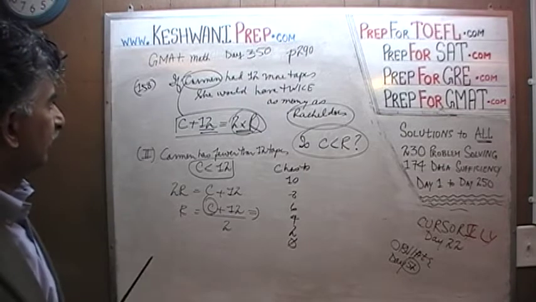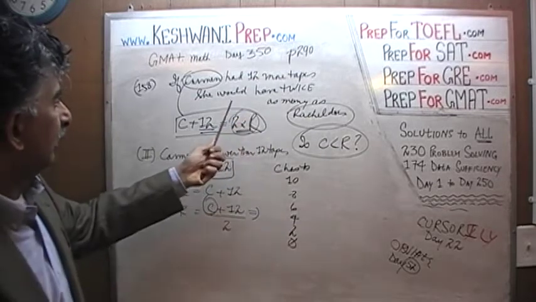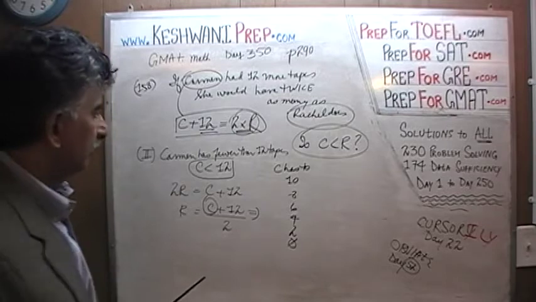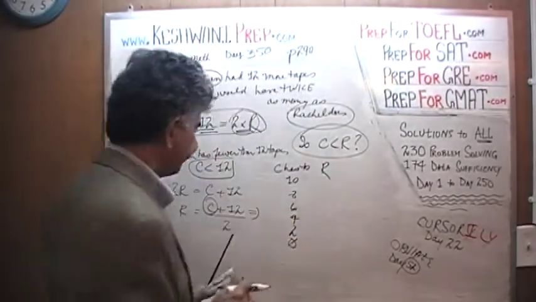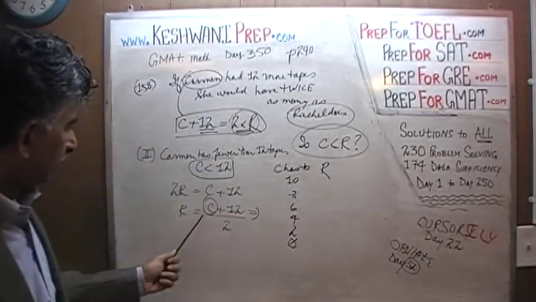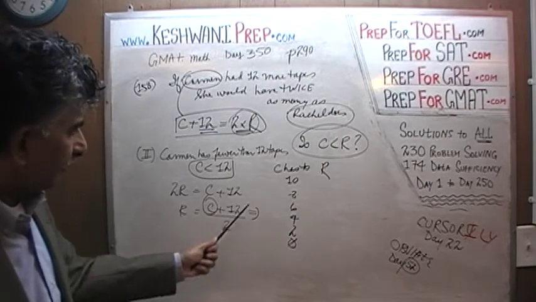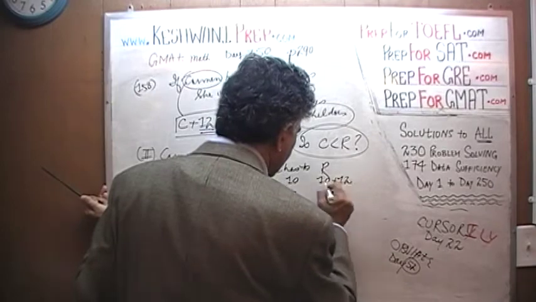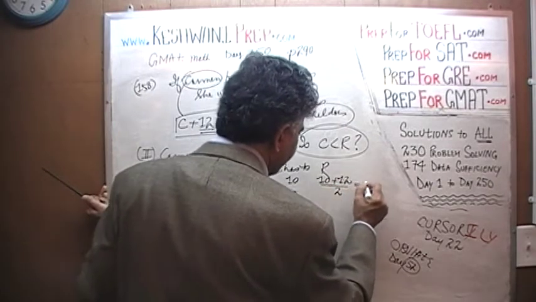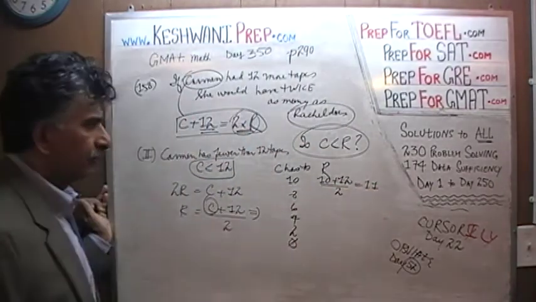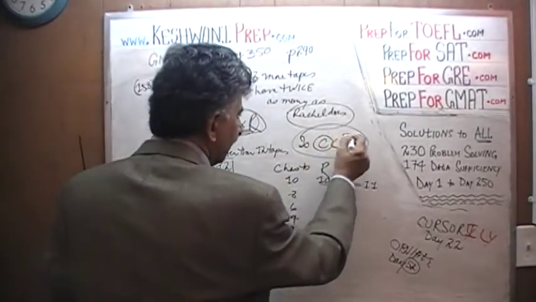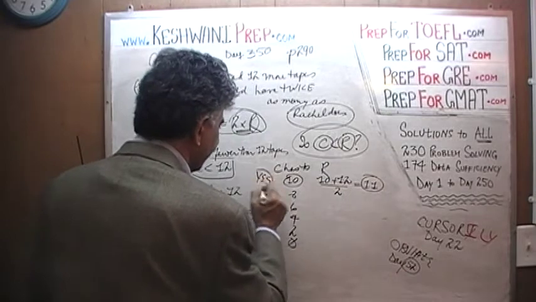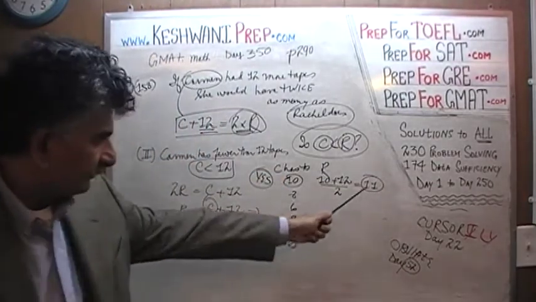Carmen has 12 more tapes than... if she had 12 more tapes, she would end up having twice as many. Let's figure out what R is. I'm going to pick up speed here. R is (C plus 12) over 2. If C is 10, it's 10 plus 12 over 2, which is 5 plus 6, which is 11. The question is, is C less than R? C is 10, R is 11. The answer is yes, C is less than R.